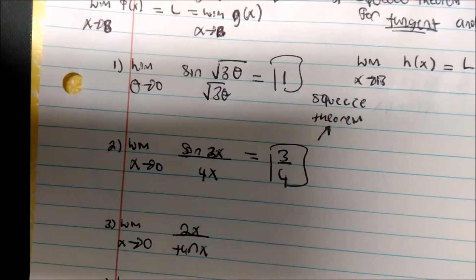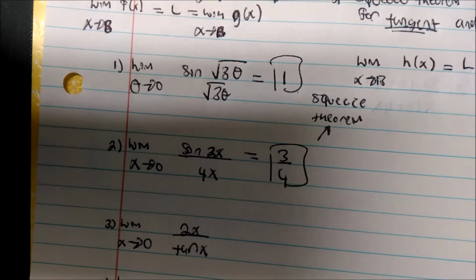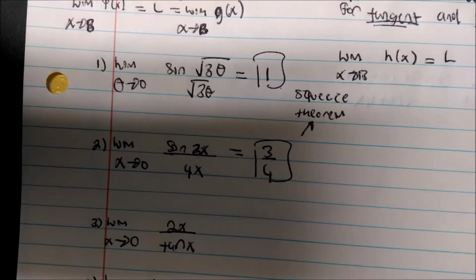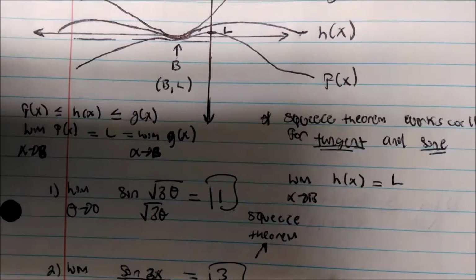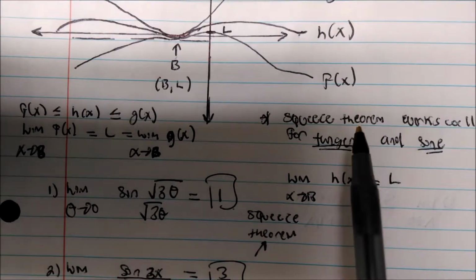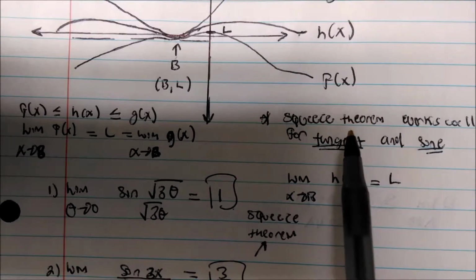And by the squeeze theorem also, right? So the argument divided by some arbitrary value times x is just going to be the coefficients. Also, before I move on, the squeeze theorem works well with tangent and sine, and we're going to see why. Cosine is a little bit more weird.